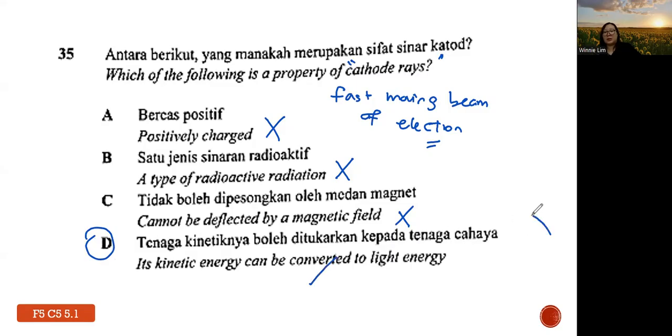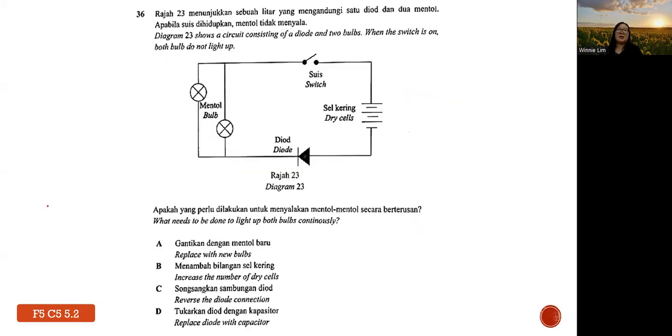What they do is when these electrons move at very high speed, they hit the fluorescent screen, and it will actually turn green in color. So it changes to light already. Okay, then 36. Diagram 33 shows a circuit consisting of a diode and two bulbs. When the switch is on, both bulbs do not light up. Okay, why don't they light up?